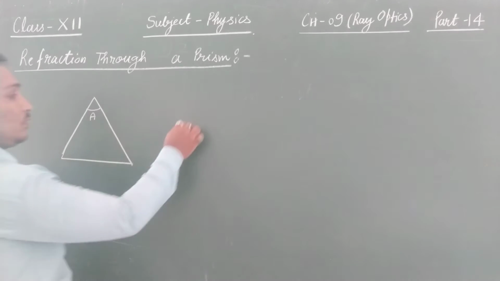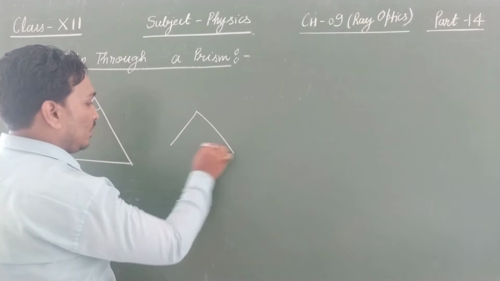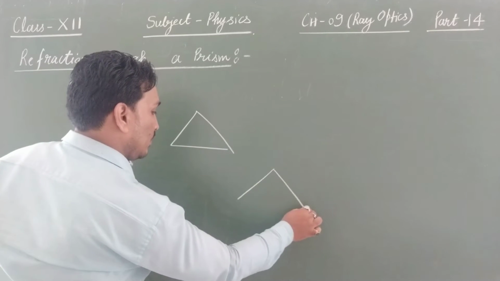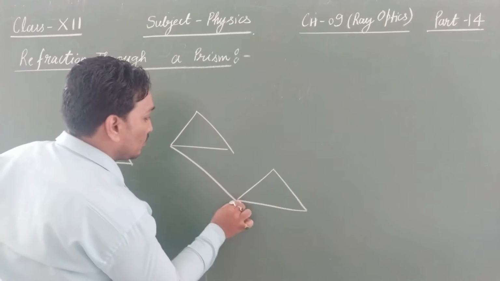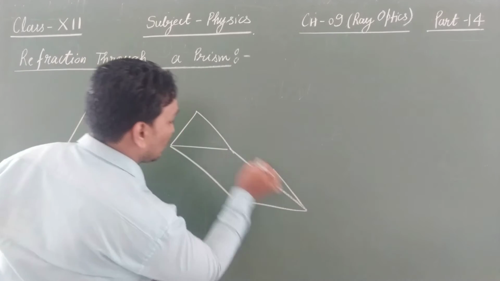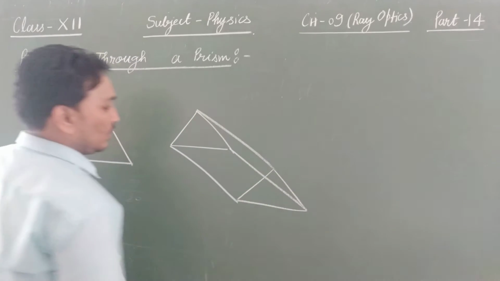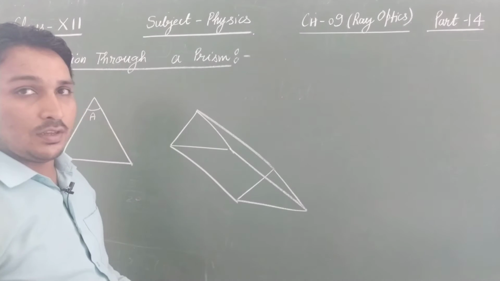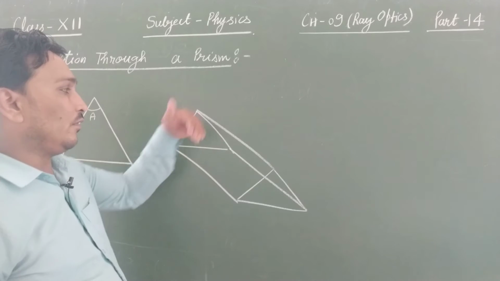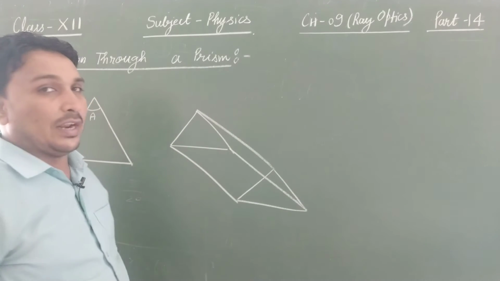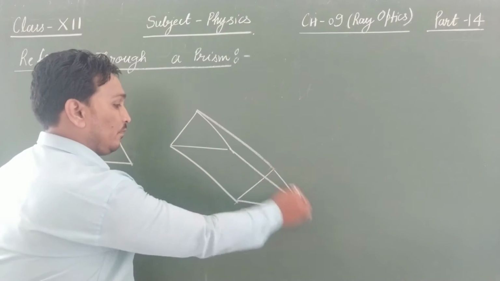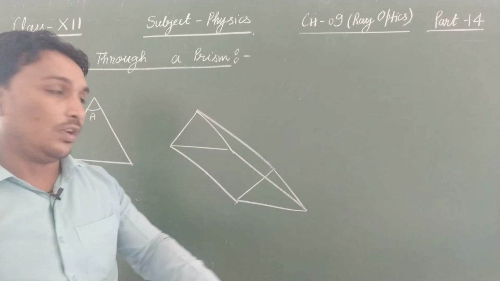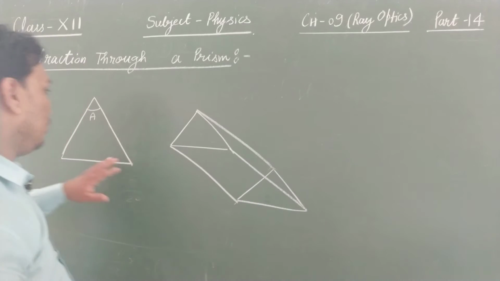If you see the prism in a three-dimensional diagram, it looks something like this. Three rectangular faces are there: one at the bottom, one on this side, one on another side, and two triangular faces are there, one is this one, another is at the back. So when we look at it from the front, we see only this triangle.